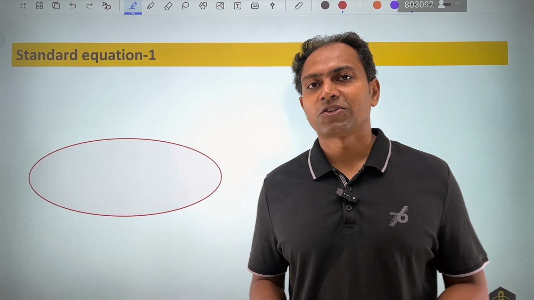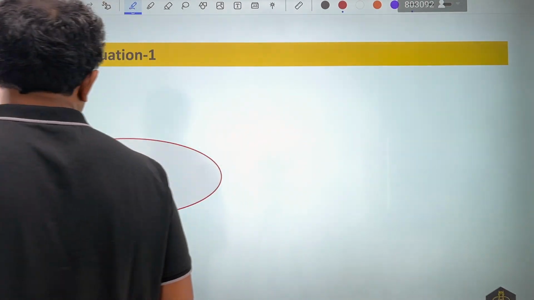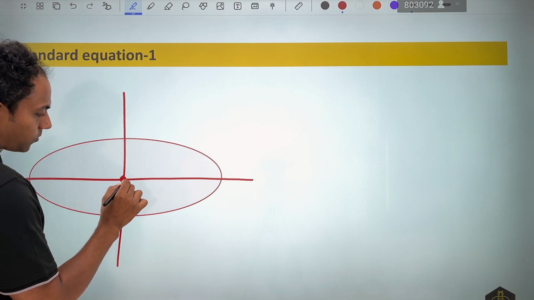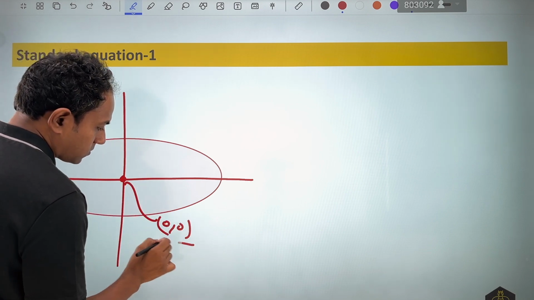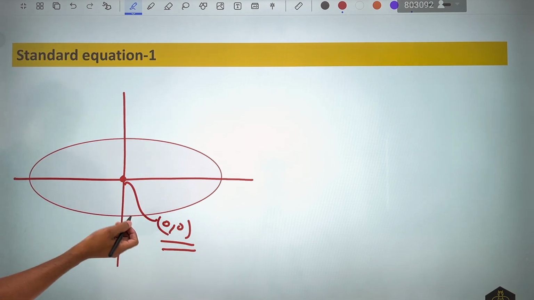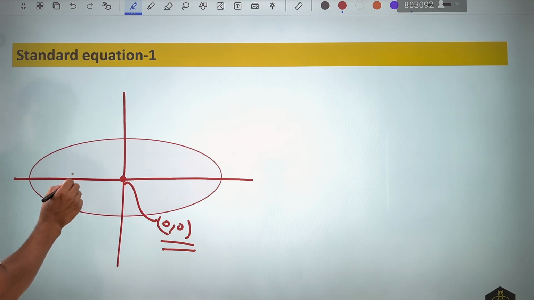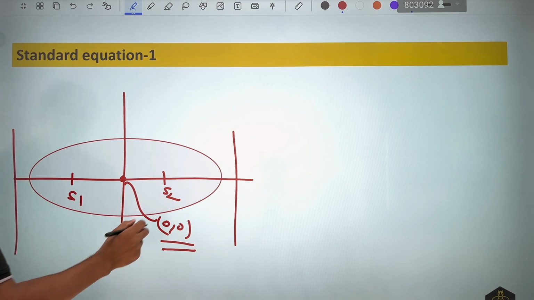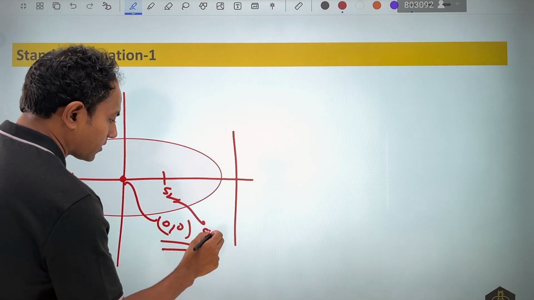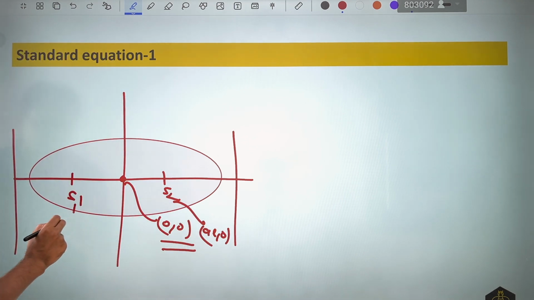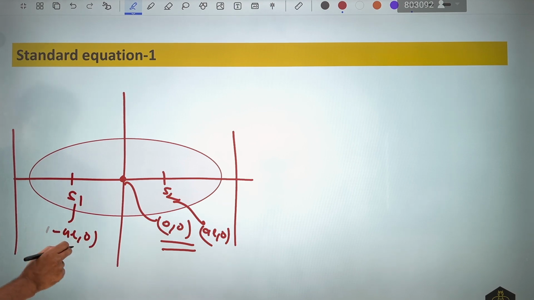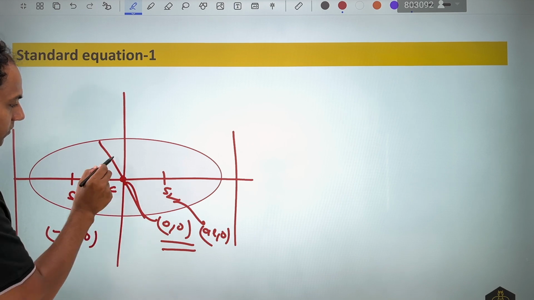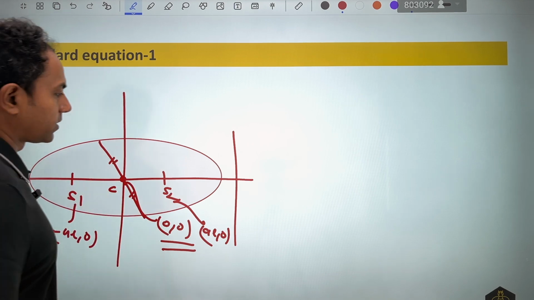The first standard equation of ellipse is the one in which the center lies on origin. So this point is given as 0, 0. And in this case, you can clearly notice that there will be 2 foci, S1, S2. Corresponding to that, there will be 2 directrix. The coordinates of the foci are nothing but ae, 0 and minus ae, 0. The center is at origin. Every chord that passes through the center will get bisected. This is also an important property.